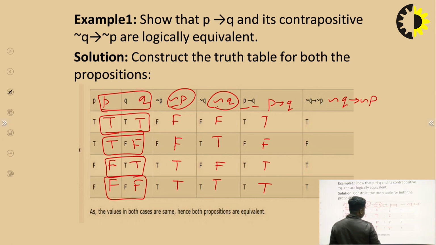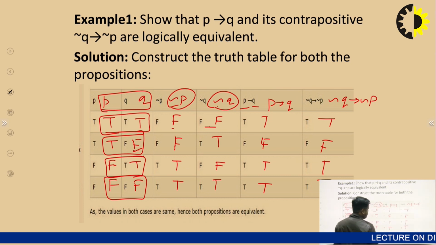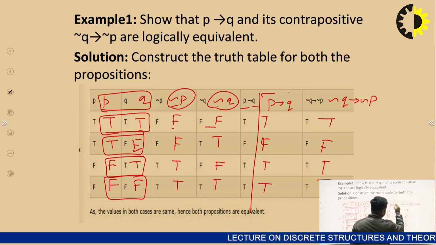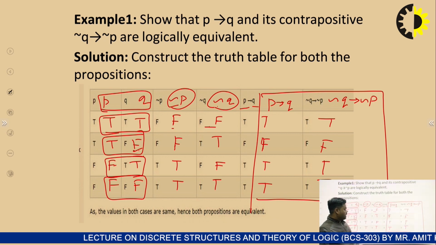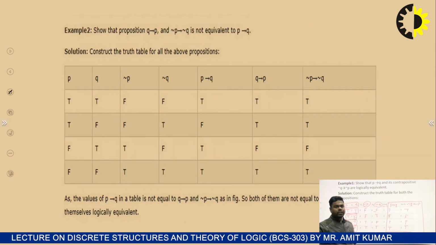Okay, now for this we are matching that one. When one statement is false, then we are making this statement false. It means the second statement is going to be false. So we are making this one not of P, not of the false statement. So true, false, true, false, true, false, true, and true, true, false, true. So these two are logically matching. As the values in both cases are the same, hence both propositions are equivalent.